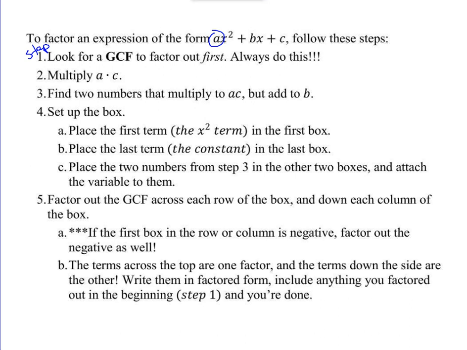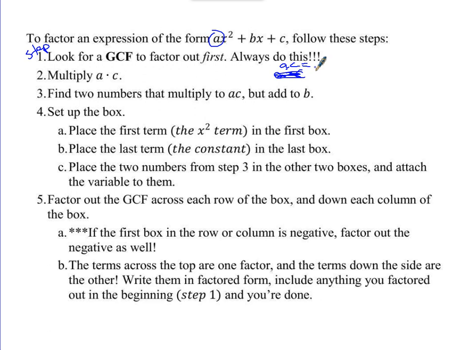After you look for a GCF to factor out, and that is why we did all of that factoring of GCFs for practice, because now it actually comes into play, what you're going to do is multiply A times C. That number right there, whatever that number is, A. That number right there, whatever that number is, C. You're going to multiply those two numbers together, and you'll write AC equals whatever that number is. If you get 42 when you multiply those two numbers together, then you write AC equals 42.